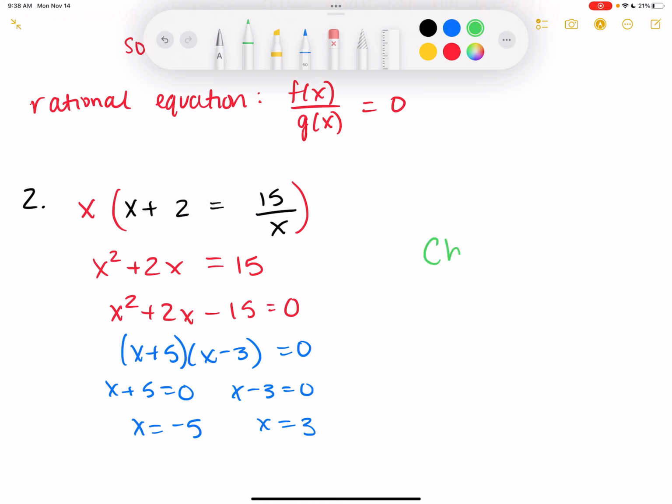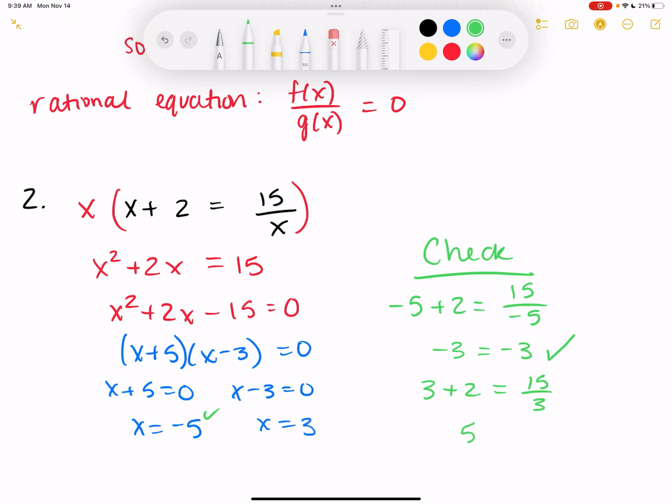And then we've got to do the check part. So we've got to plug them back in. So -5 plus 2 equals 15 over -5. So -3 equals -3. And remember, when you check, you can't move stuff left to right. You've got to keep what's on the left on the left, and what's on the right on the right. So I know the -5 works. And then 3 plus 2 equals 15 over 3. So 5 equals 5. So that works. So both of those are solutions.